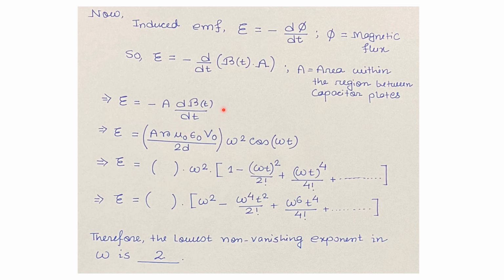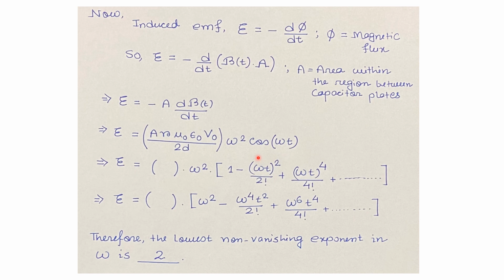Now we have calculated the magnetic field associated with the applied voltage across the capacitor in the last slide. So this d by dt of B will give here E equals A times, that is the area, times r mu naught epsilon naught V naught divided by 2d times omega square cos omega t. Now the terms in the parentheses are independent of omega, so we will not write them again and again. We will consider the omega dependent part here.